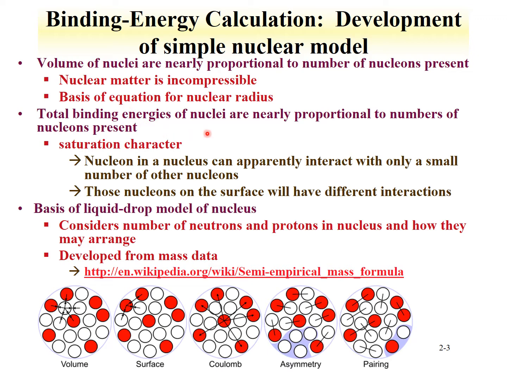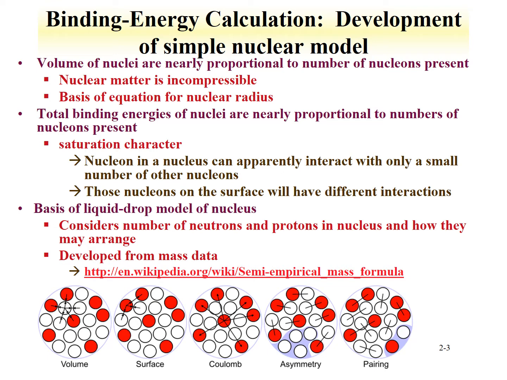The total binding energy of nuclei is nearly proportional to the number of nucleons present, so there's a saturation character. That means that the nucleons tend to only interact with a small number of other nucleons. If we thought of water, water only tends to interact with other water around it. So it seems to be a reasonable model. Nucleons that are saturated, that have other nucleons around them, will have a different characteristic than those on the surface, because the surface nucleons don't have other nucleons around them at the surface. So we need to consider that term.